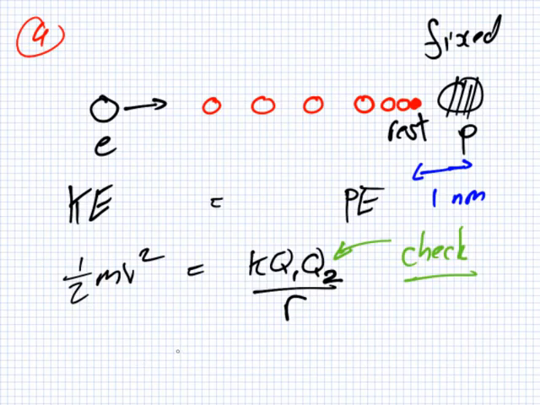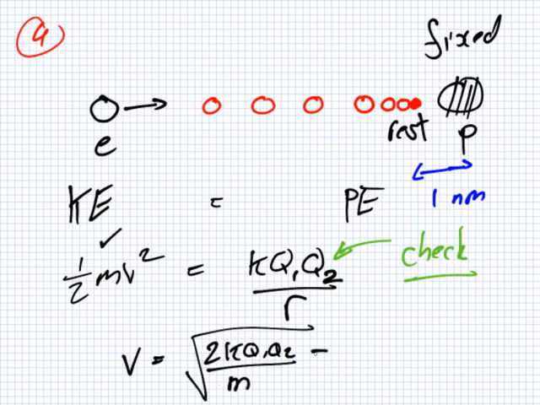So do we know the M? We do. It's the V that we want. So I can say V equals the square root of 2K Q1 Q2 over M. Just one Q. It is just one Q.